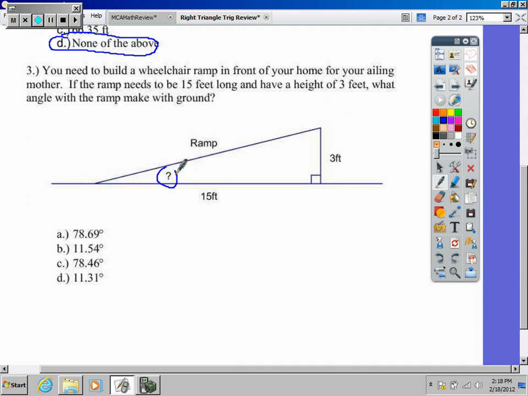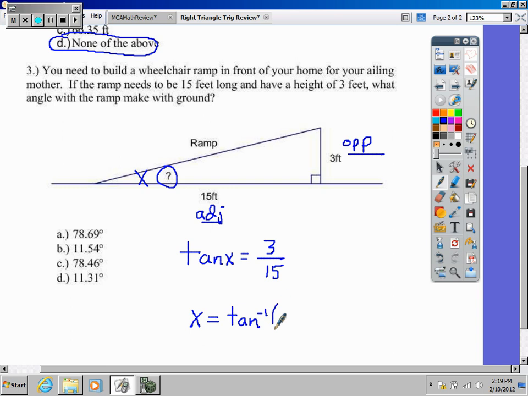Okay, let's try one more question with trig review. Right triangle trig. This time you need to build a wheelchair ramp in front of your home for your ailing mother. If your ramp needs to be 15 feet long and have a height of 3 feet, what is the angle the ramp makes with the ground? So this is the angle we're trying to find. We'll call that x. The sides that we're dealing with here are the opposite and the adjacent. So if I'm dealing with opposite and adjacent, it would be the tangent function. So the tangent of x is going to be defined as 3 over 15.